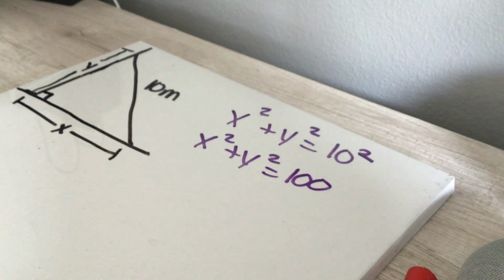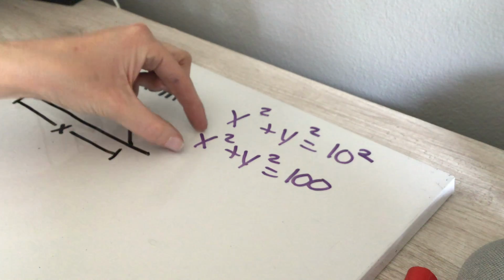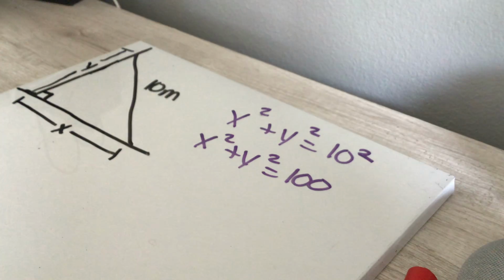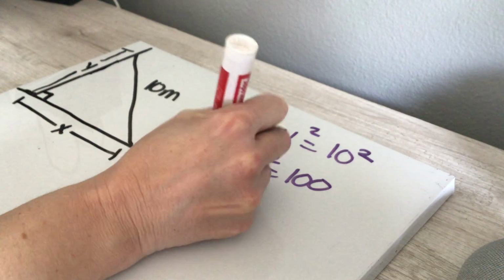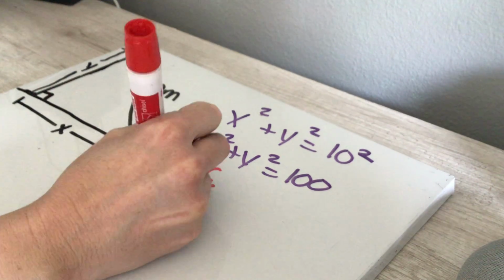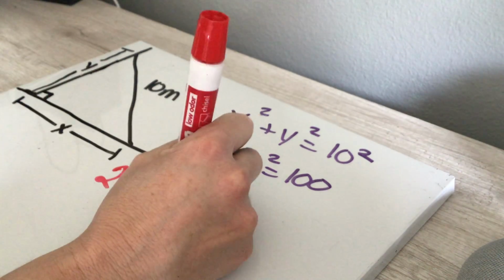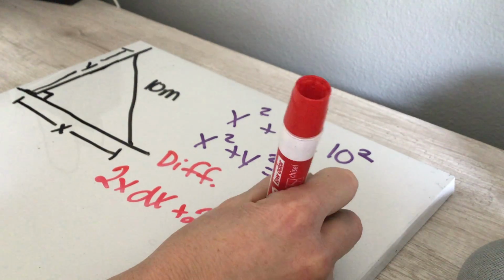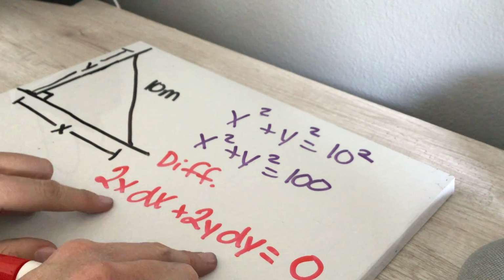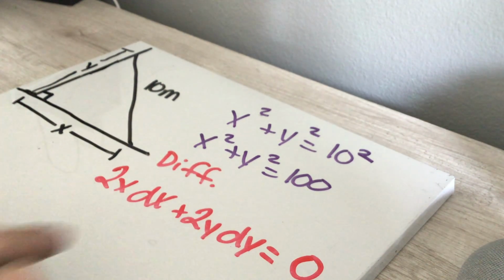So x squared plus y squared equals 100, right? We just use the Pythagorean theorem. Okay, then we're told once you have your relating equation, we're going to differentiate this. So differentiate. So derivative of 2x, right? That's 2x dx, because we're differentiating, plus 2y dy equals 0, because we're differentiating with respect to x, with respect to y, because this is where our change is going to come in, okay?